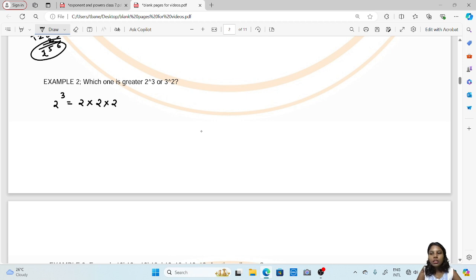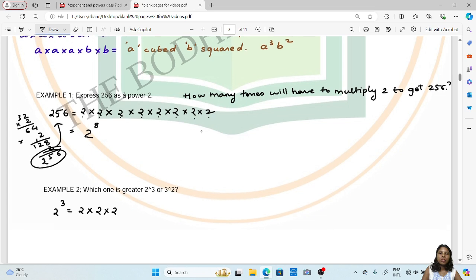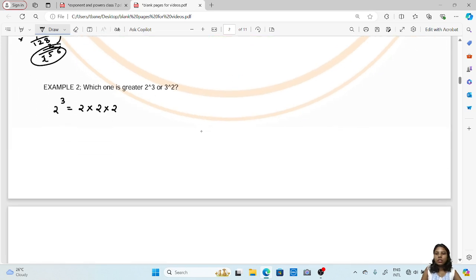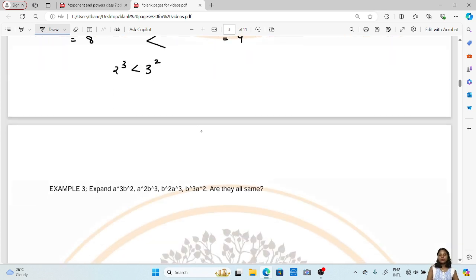And we have which one? We have here 3 raised to 2. So 3 we are multiplying twice. So 3 into 3. Here what we'll write is 2 twos are 4, 4 twos are 8. And in this case, 3 into 3 is 9. So this is greater. So 2 raised to 3 is smaller than 3 raised to 2, or 3 raised to 2 is greater than 2 raised to 3.